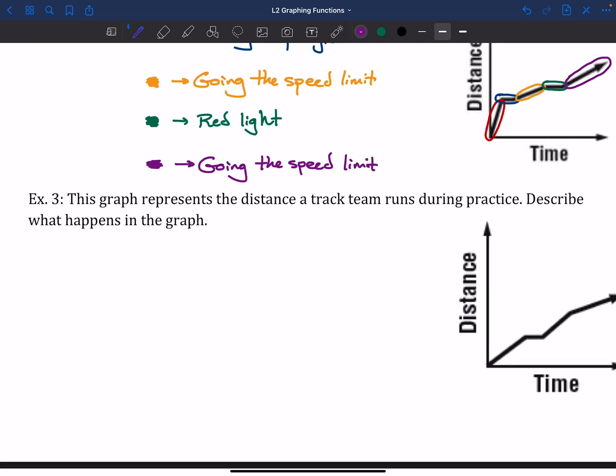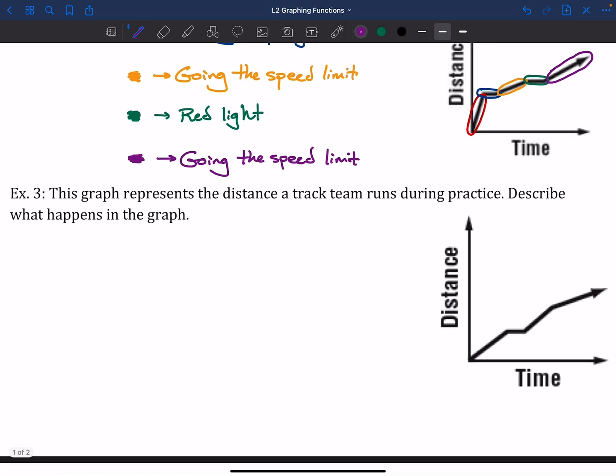This graph represents the distance a track team runs during practice. I want to describe what happens in this one. So, what I'd like you to do here is not only identify all the different pieces, but think to yourself and write down what you think might be happening in each one. So pause here, unpause when you think you know what's going on.